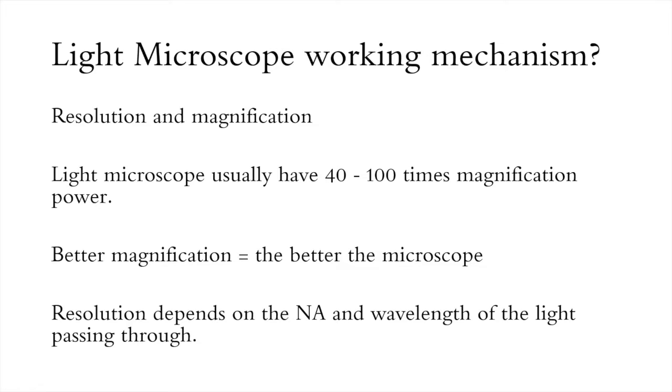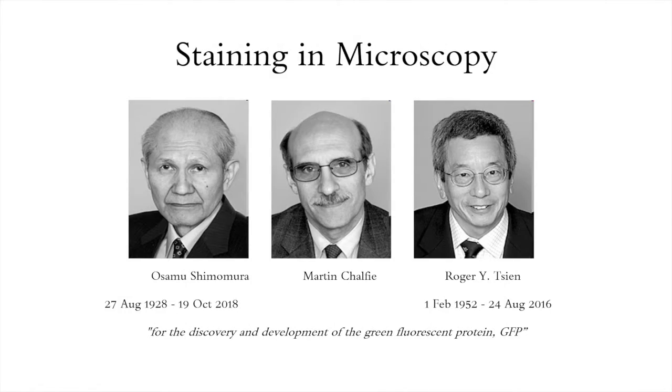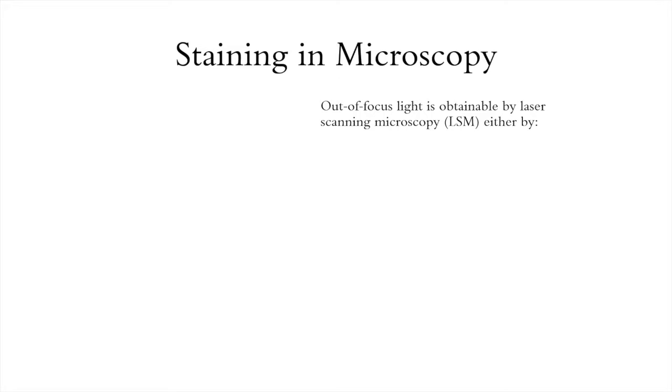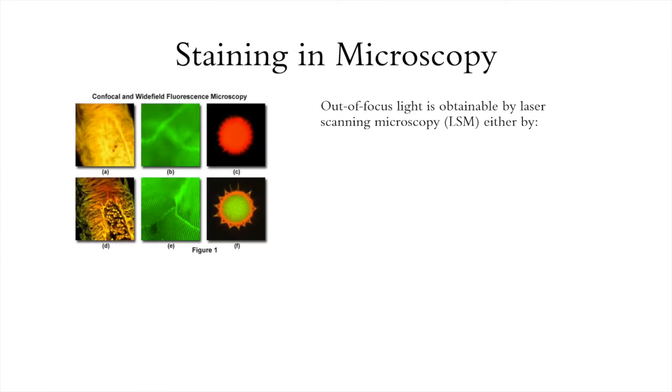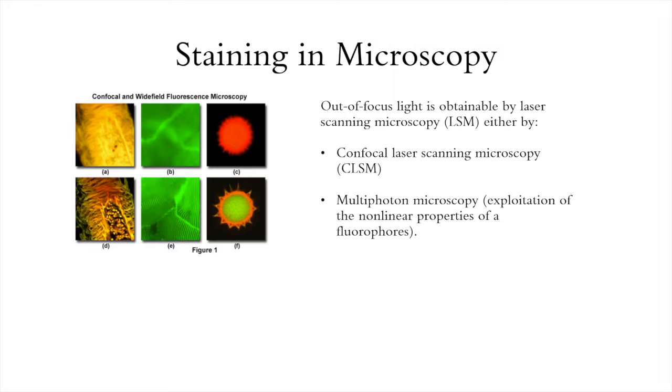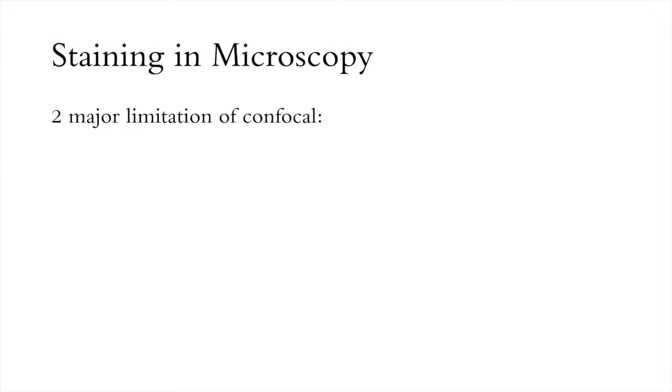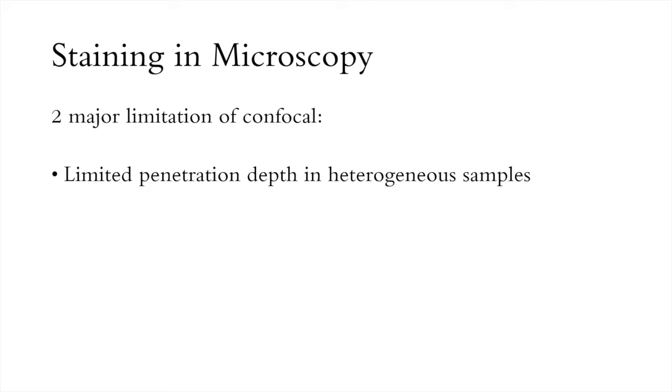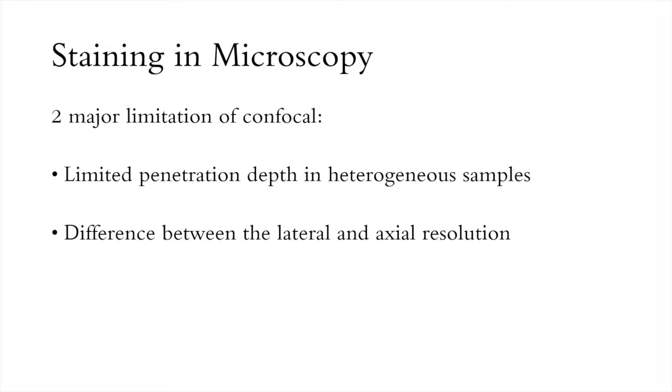In optical microscopy, GFP and its spectral variants are used for high-resolution visualization of protein localization patterns in living organisms. When GFP-labeled samples are viewed, optical sectioning, which is essential for the elimination of out-of-focus light, is obtainable through LSM, either by detection through a pinhole using confocal laser scanning microscopy or using multiphoton microscopy to exploit non-linear properties of fluorophores. However, LSM suffers from two major limitations: limited penetration depth and differences between the lateral and axial resolution.